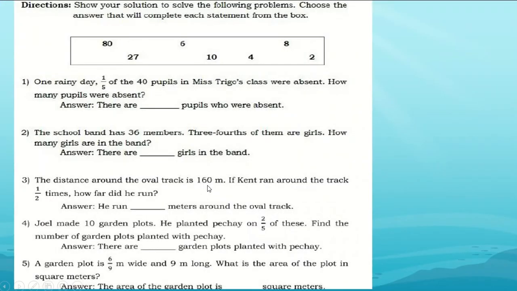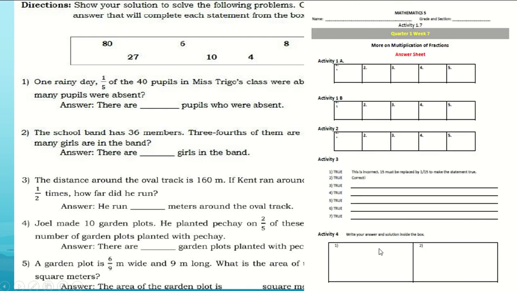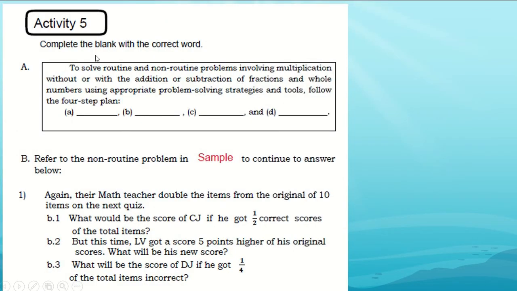Okay? So, for activity number 4, show your solution to solve the following problems. Choose the answer that will complete each statement from the box. So, dito mo ilalagay yung solution and your answer. One rainy day, 1/5 of the 40 pupils. So, ang tanong dito, there are blank pupils who were absent. Ilan ba yon? You have to show the solution here. Okay? Activity 5, you're going to answer this. You're going to complete the blank. Ano ba yung 4 steps?